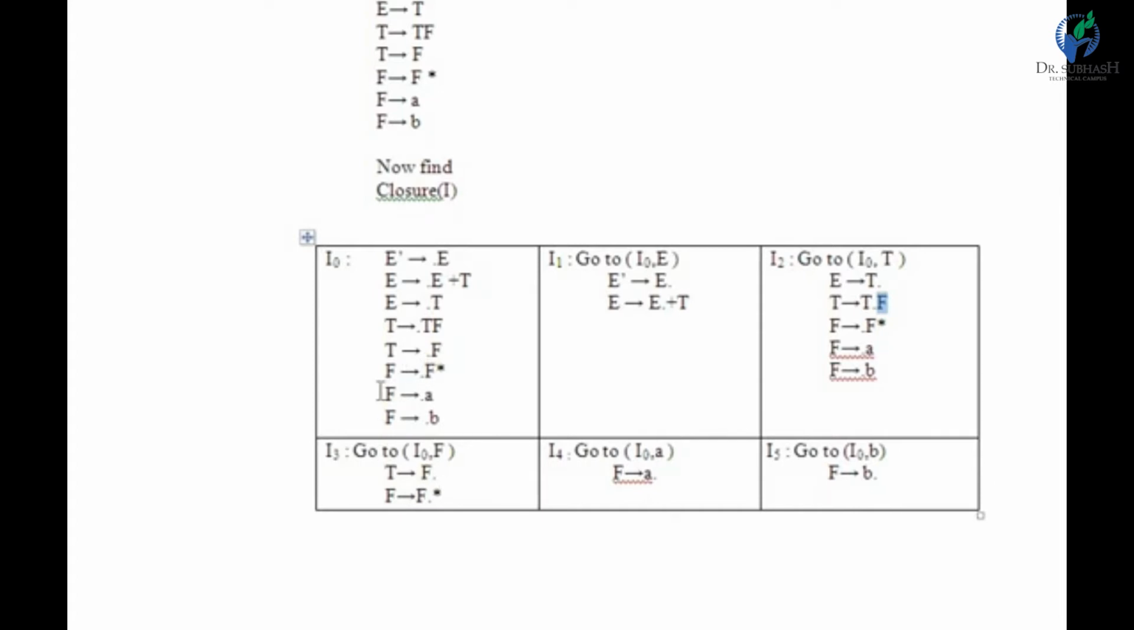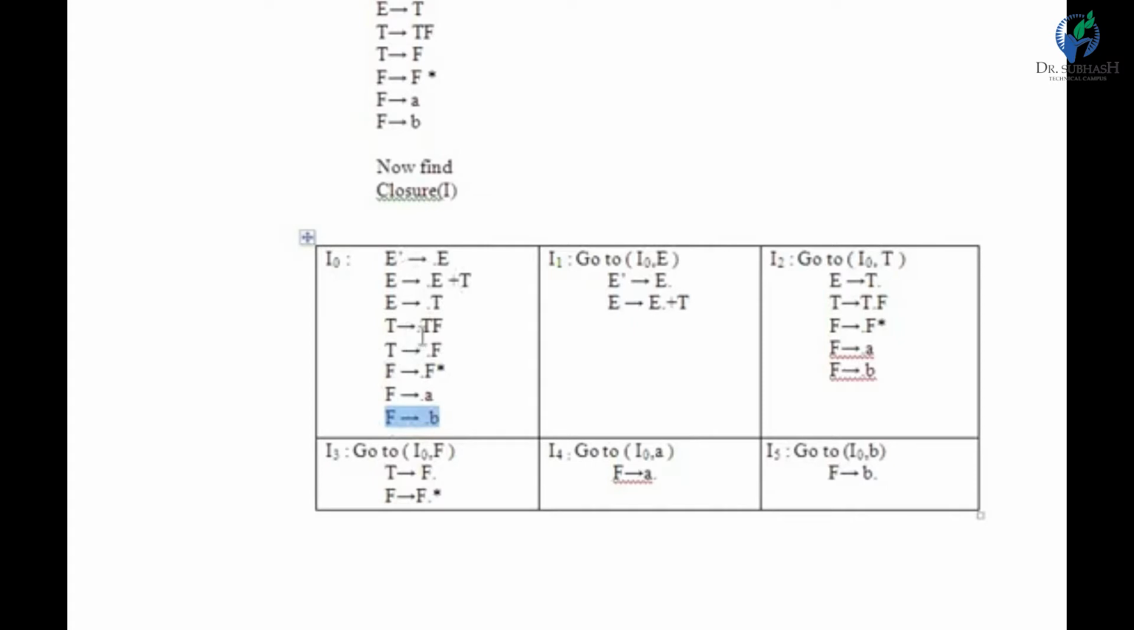Next, move from I0 to A. So F gives A dot. In the other productions of I0, there is no other non-terminal A except this one. Next, go I0 to B. So F gives B dot. So all these productions are used.